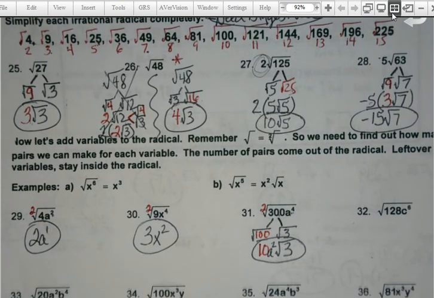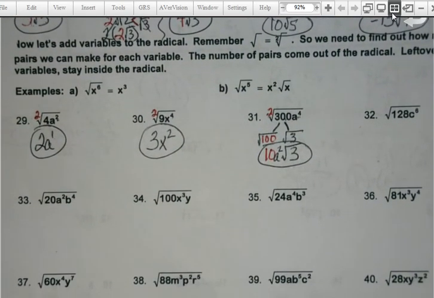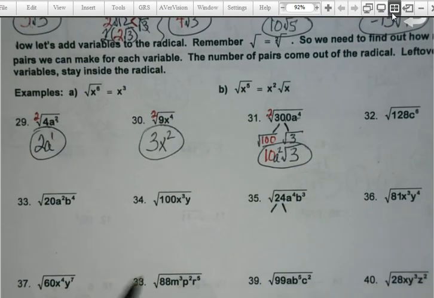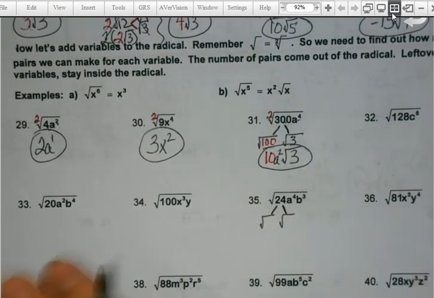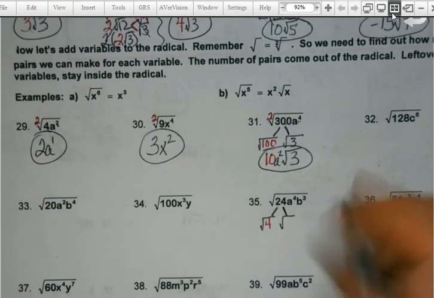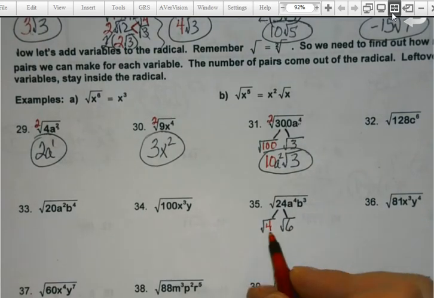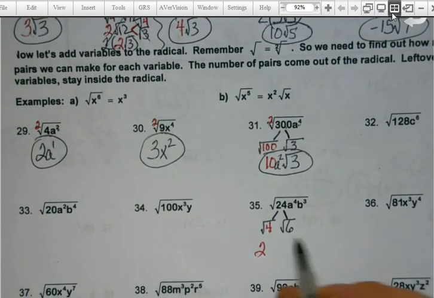So let's move down to 35. 24 is not in my list, which means it breaks down. Two numbers that multiply to 24, one of them has to be from the list. Okay, 4 is in the list, and 4 times 6 is 24. So we're like, okay, perfect, outer radical jail, so that's 2. 6 is not on the list.